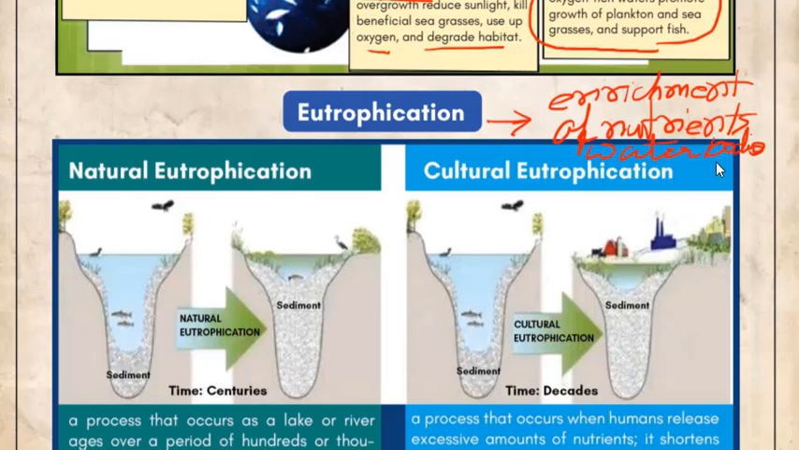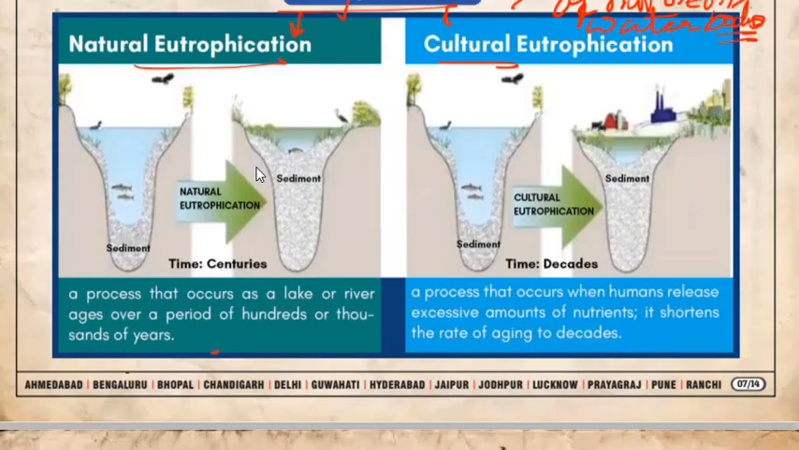This actually means enhanced. This is called cultural eutrophication. There are two types of eutrophication. First is natural eutrophication. Actually, eutrophication is a natural process which takes place over time. It takes centuries. This is called natural eutrophication.